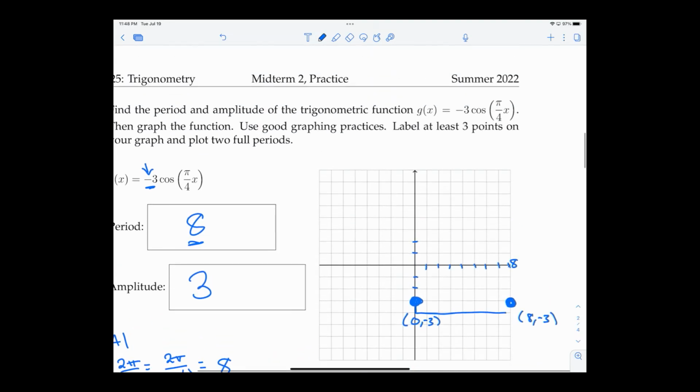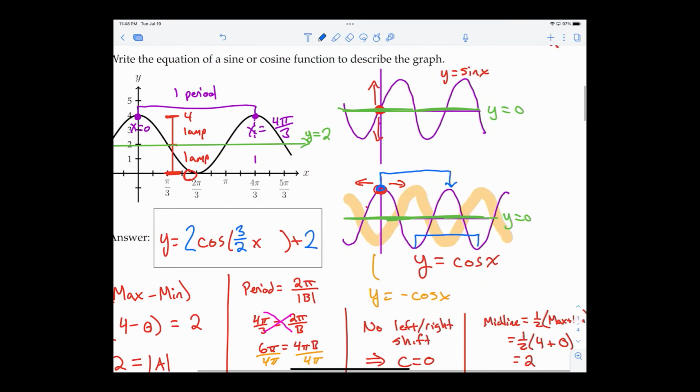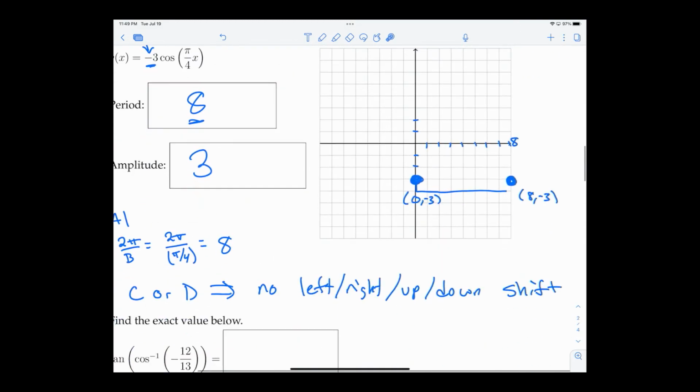Just from symmetry here, we can figure out some other stuff. If you have a peak and a peak, halfway is where it's at the bottom. Or the other way around, since we have an upside down cosine, from here to here, halfway would be the top, right? So halfway between 2 bottoms is a top.